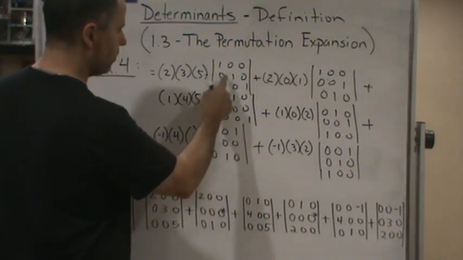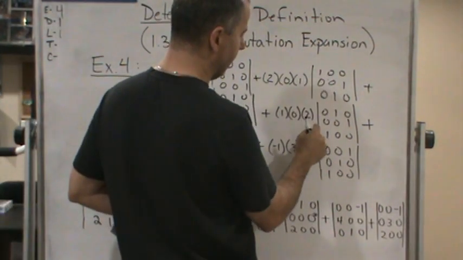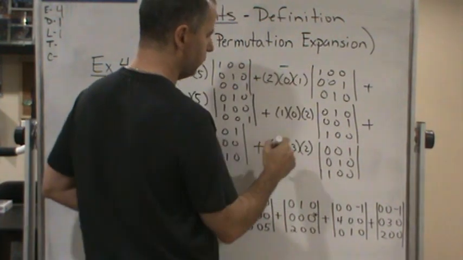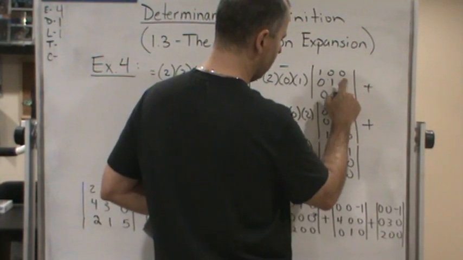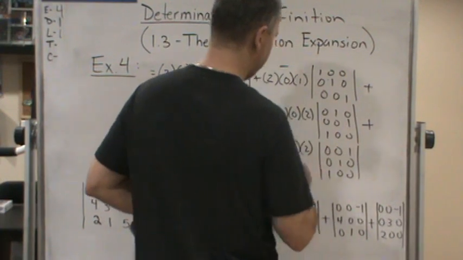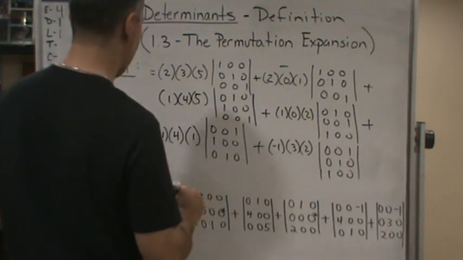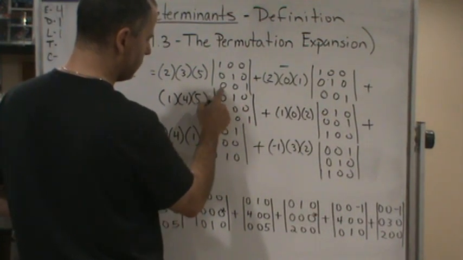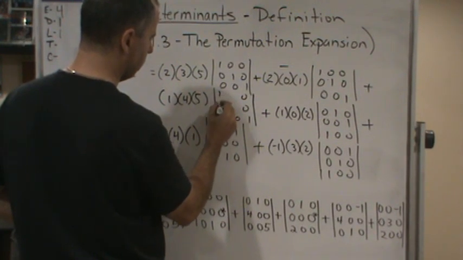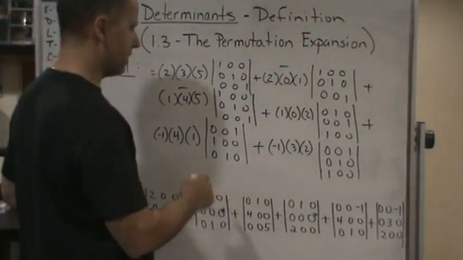Here's the thing. This is already the identity. I don't have to do anything there. Here, in order to get this to be the identity, I just have to switch these two rows, which means that this is going to end up being negative. So if I do that, this will become 1, 0, 0, 1. I put a negative sign up there because it's going to change the sign to negative. Now here, what do I have to do? I have to swap these two. If I swap these two rows, I've got the identity. And so I put a negative sign there because it changed the sign.